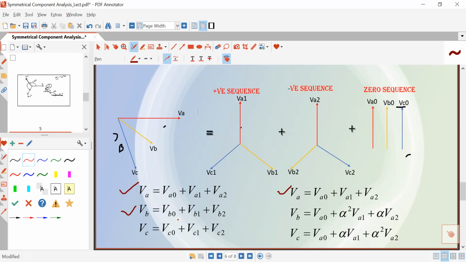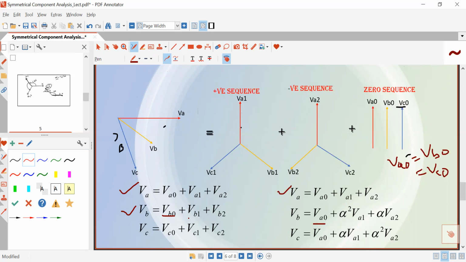First, VB naught will be equal to VA naught, no problem, because they are equal in magnitude and direction. VC naught can also be written as VA naught, because these three vectors have the same length and the same direction. So you can write these three as equal in vector form, no issue.